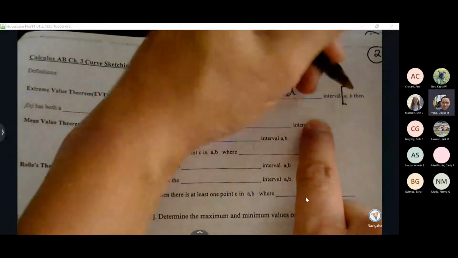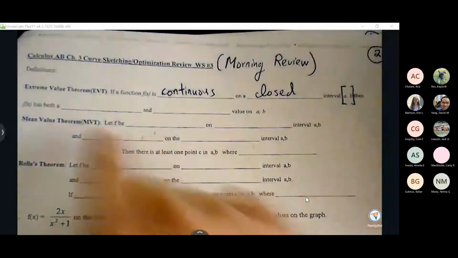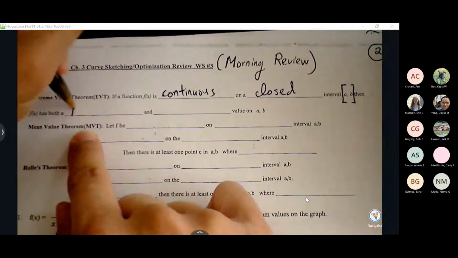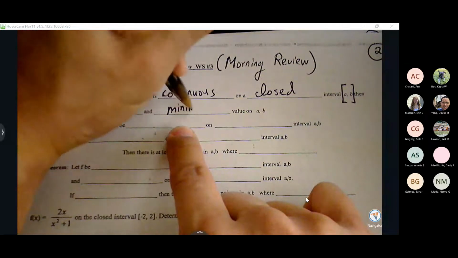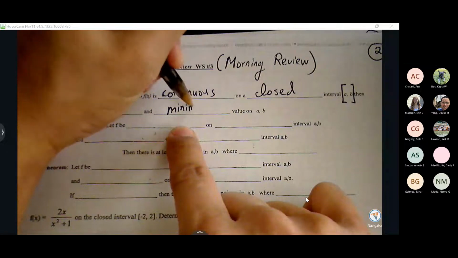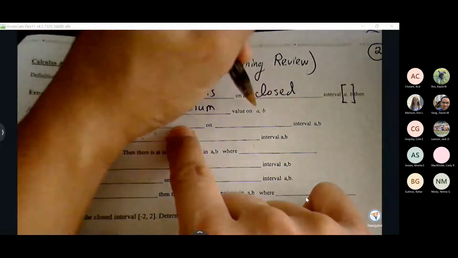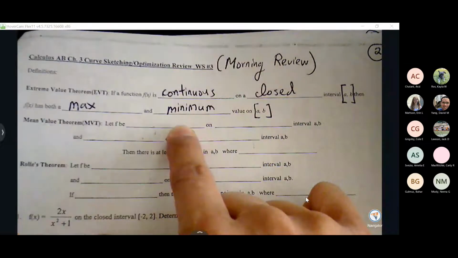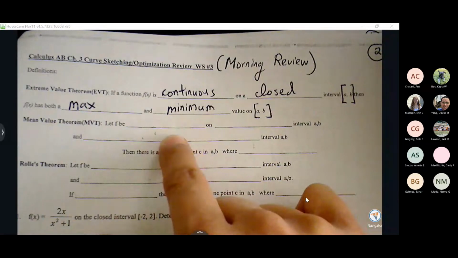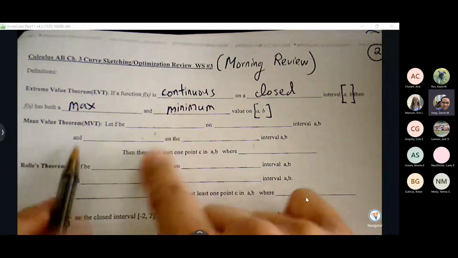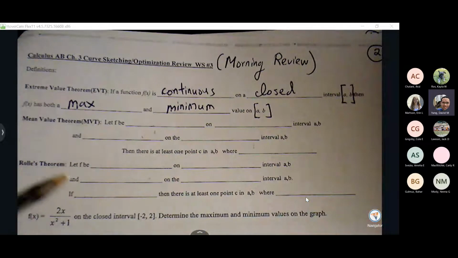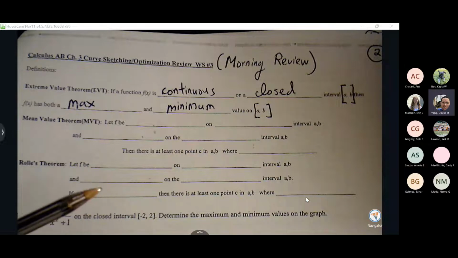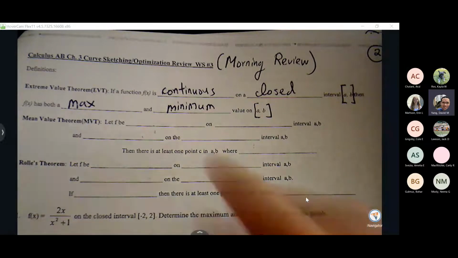Interval is bracket. Okay, mean value theorem and Rolle's theorem. Mean value theorem, you're trying to guarantee a slope on the graph. Rolle's theorem, you're also guaranteeing a slope on the graph, but the slope has to be 0 that you're looking for. Okay.